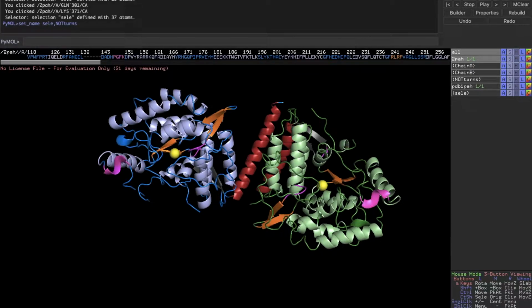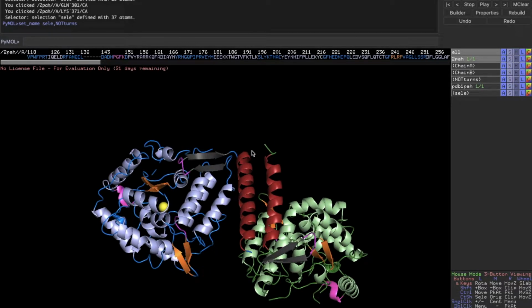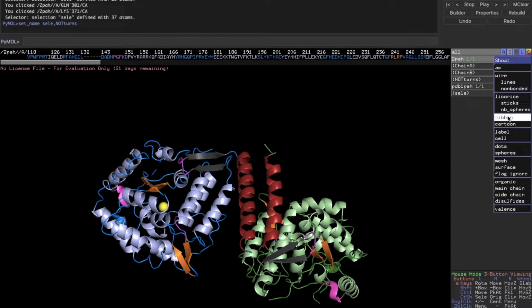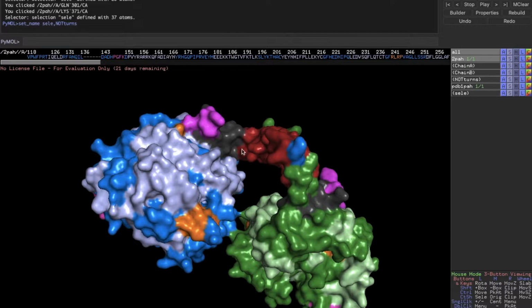The catalytic domain here is involved in acting on the phenylalanine, converting it to tyrosine, and the tetramerization domain here in dark red is involved in joining four polypeptide chains together. And if we look at the protein from a surface view, we can see here in dark red where that tetramerization is occurring.